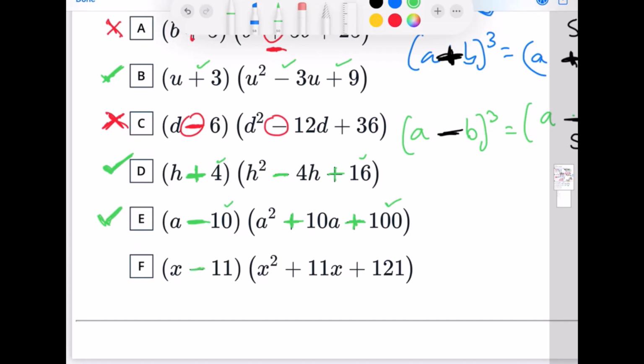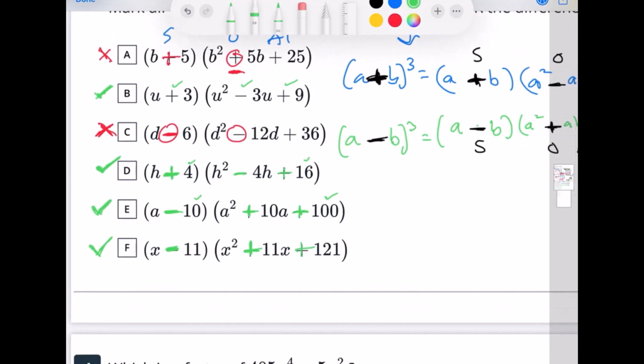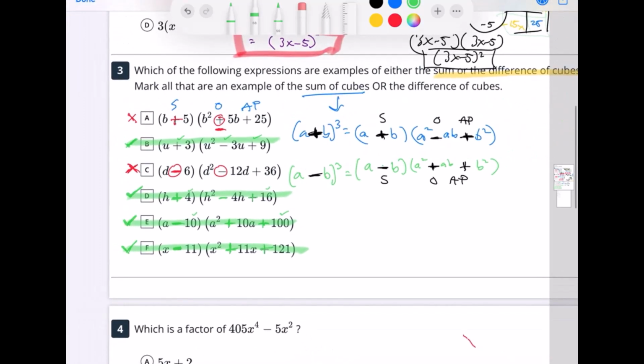And the last one, same, opposite, always positive. That one works too. Okay, so we have four of them as our answer: B, D, E, and F. Four of those are sum and differences of cube.